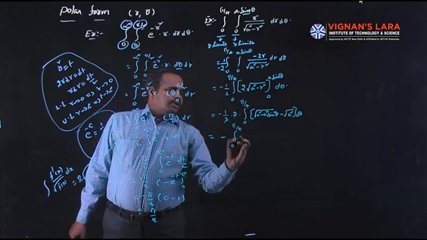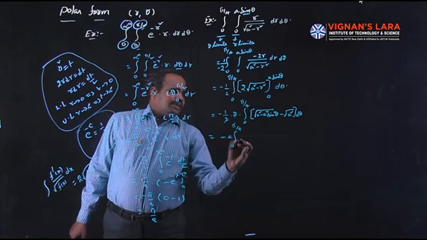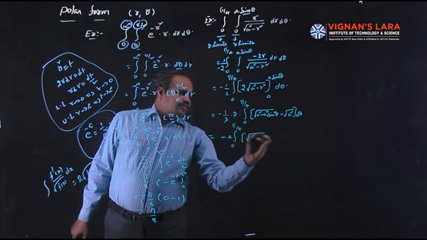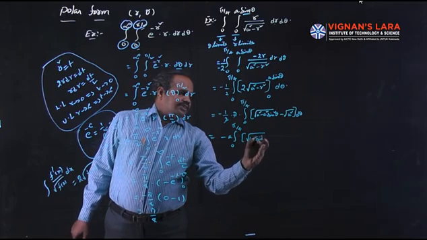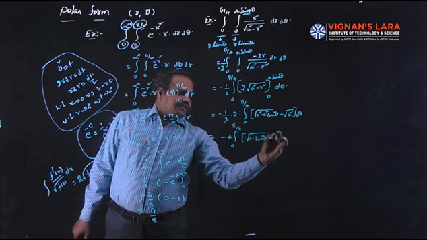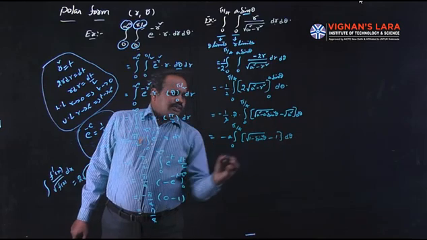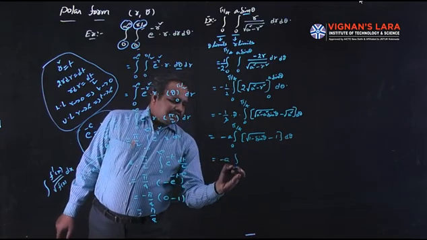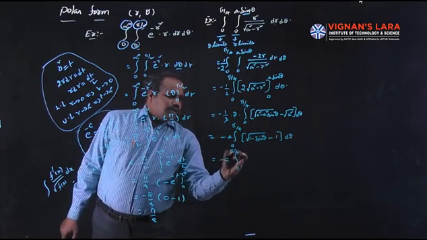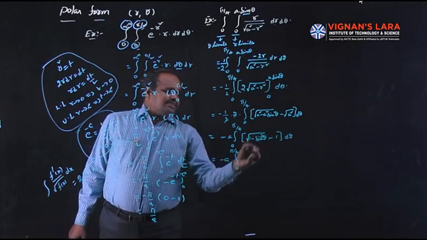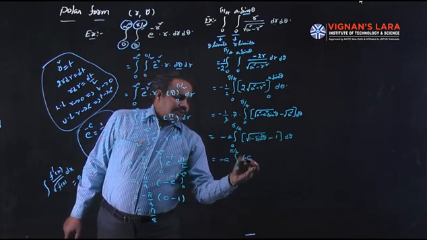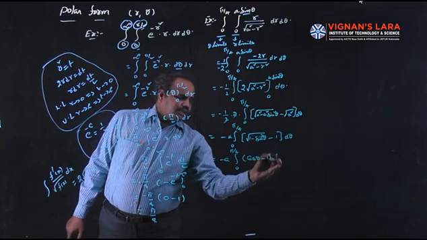Take out that one common outside. So this becomes minus a under root of 1 minus sin square theta, under root of 1 value is 1, d theta, minus a, 0 to pi by 4. 1 minus sin square theta is cos square. Square root of cos square is cos. So cos theta minus 1 d theta.